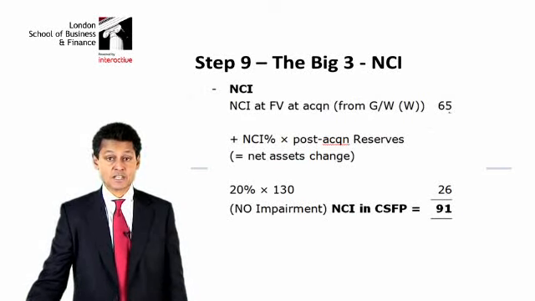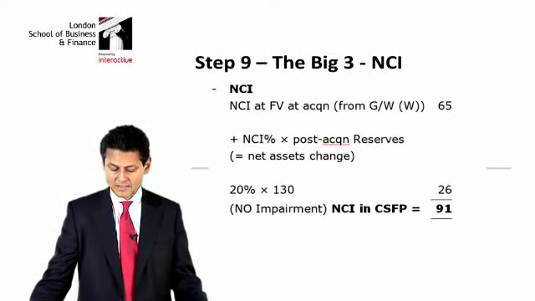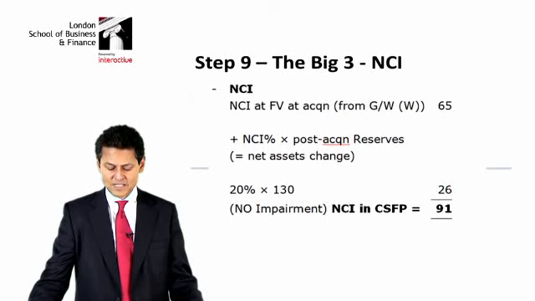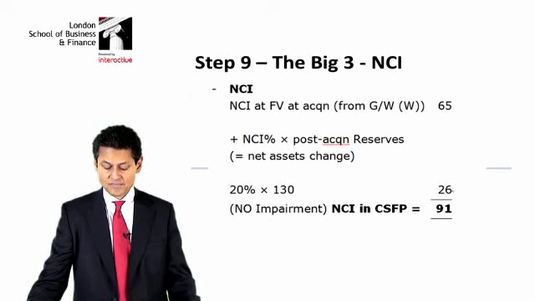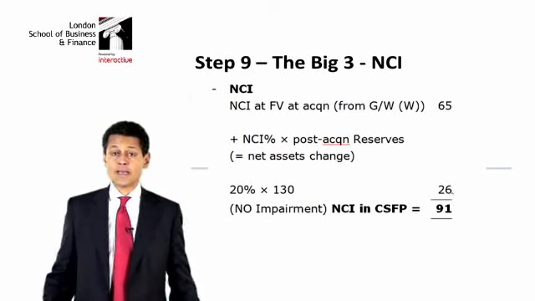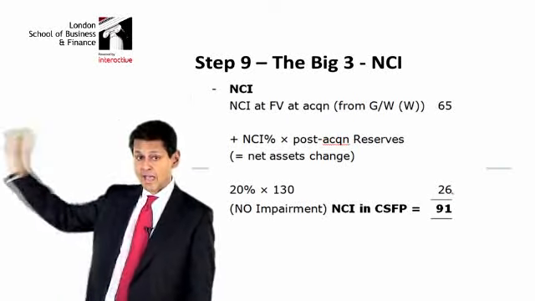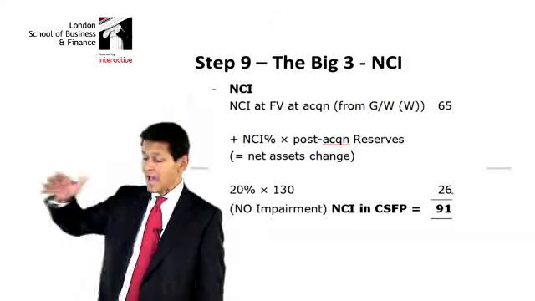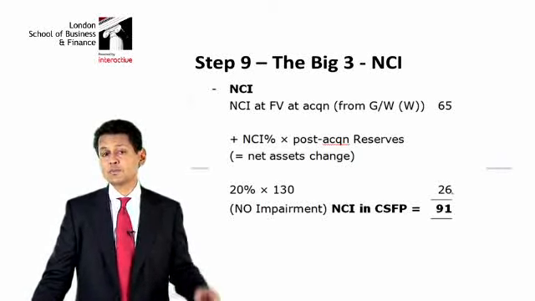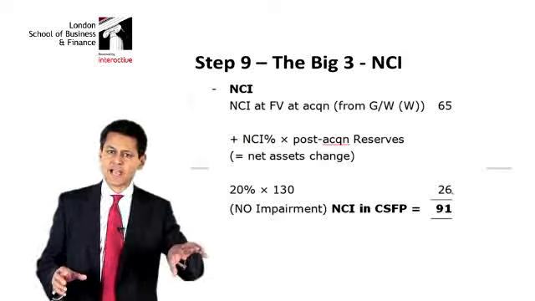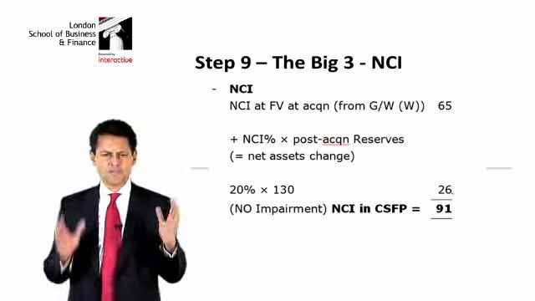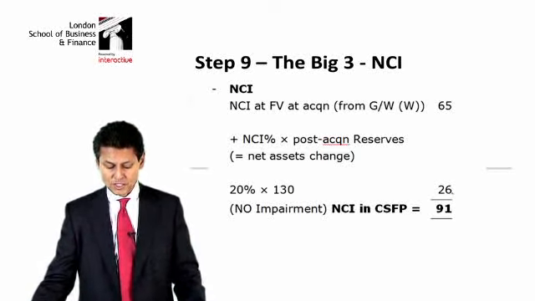The NCI was given at 65 just now. And you add to that the growth in the net assets from the net assets list of 130. So 20% of 130 is 26. 65 plus 26, 91. No impairment. So whatever your NCI was valued at date of acquisition 2 years ago, you've got to add to that the growth since then. And you take your correct percentage of that. Do be careful when you're dealing with NCIs. It's very easy to get sidetracked into the associate way of thinking and start bringing in the wrong percentage. Be very clear. That comes from doing a good group structure.